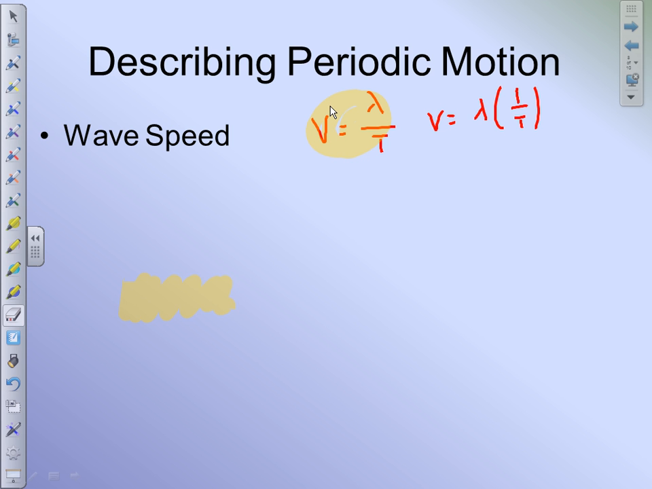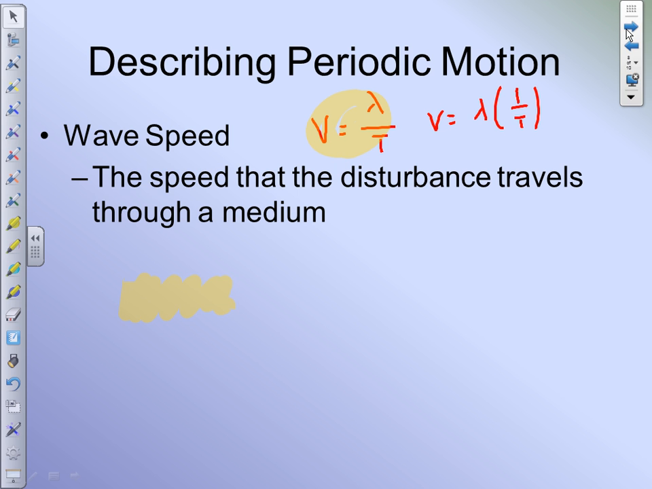All right. Anyway. Okay. Next property of the wave we want to talk about is wave speed. Okay? So wave speed, by definition, is the speed that a disturbance travels through the medium. So, the speed that a disturbance travels through the medium.